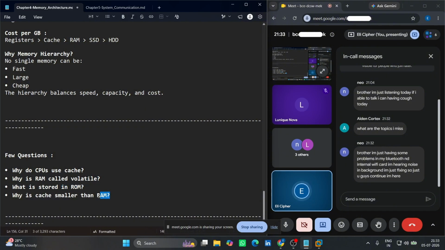Now, why is cache smaller than RAM? It is simply because the smaller the size of the memory, the faster it will be.